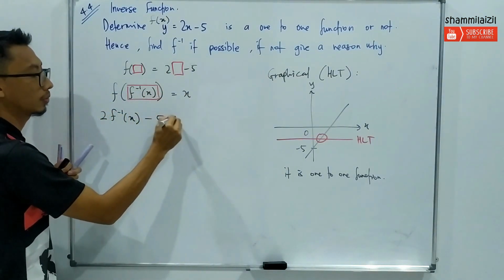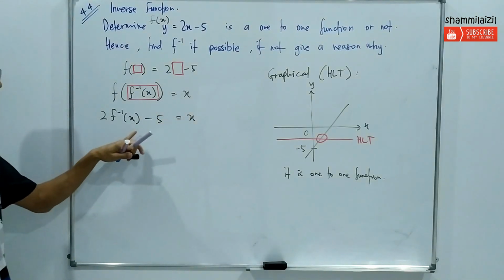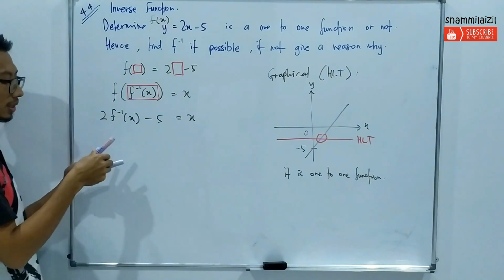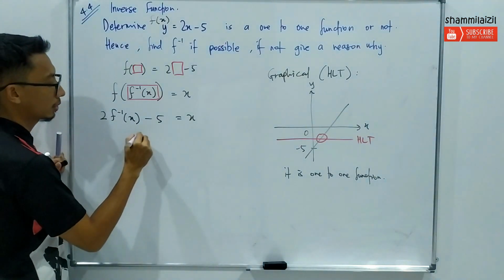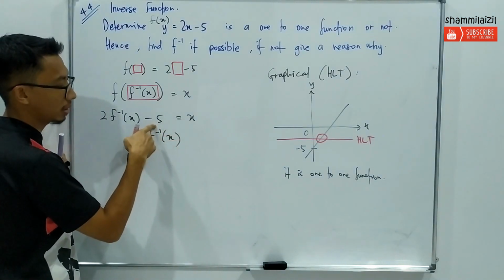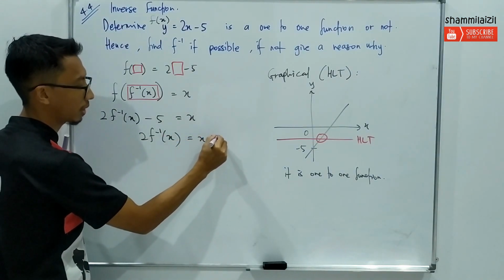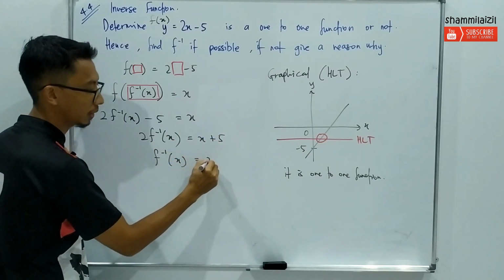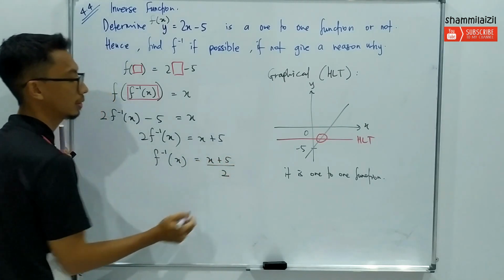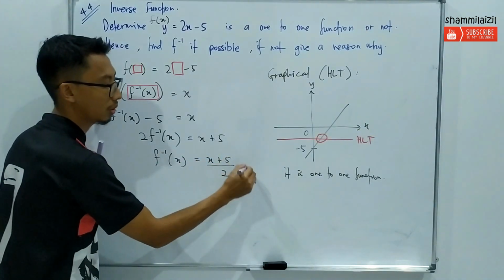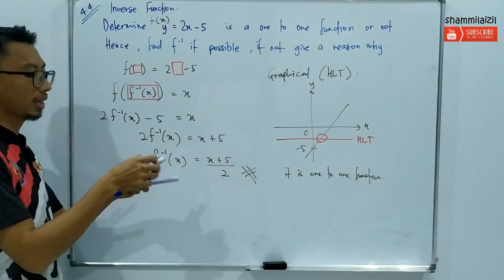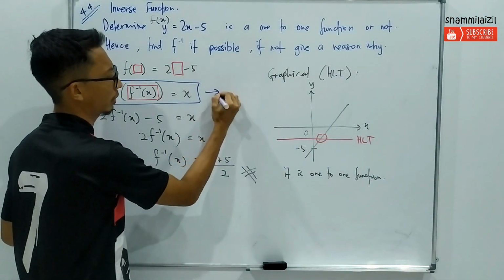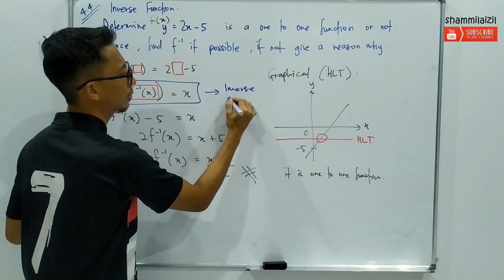minus 5 equals x. So now we obtain this equation. Simplify until you get f inverse as your subject. It is going to be 2 f inverse x, bring minus 5 to the right hand side, so it becomes x plus 5. So your f inverse x, divide both sides by 2, so you obtain x plus 5 divided by 2. So this is your f inverse. Please note that this is the general formula, or we can write it down as the inverse general formula.